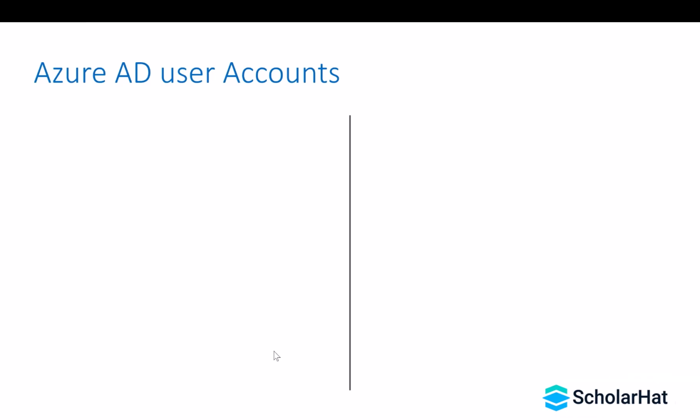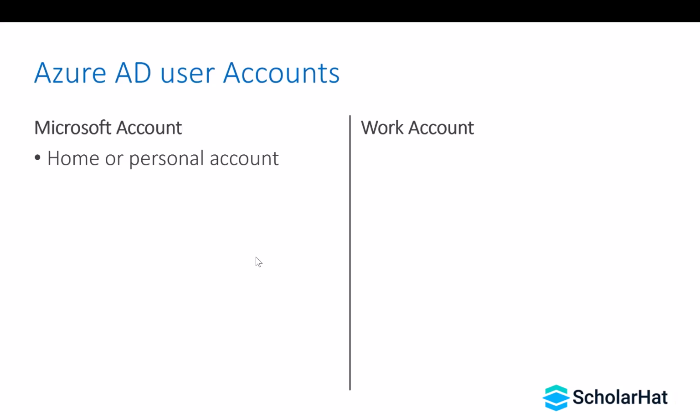Azure AD user account. Now let's see how we can access Azure AD, or how we can create a user account to access it. It supports two types of account, Microsoft account and work account. A Microsoft account can be a home or personal account which you might have created using Outlook or hotmail.com. A work account is an account created by the organization. Whatever company you are using, the company will provide the organization-level account, usually on the official email ID, through which we can access things.